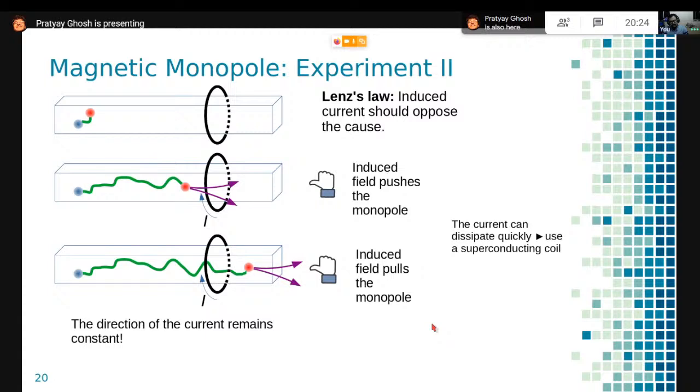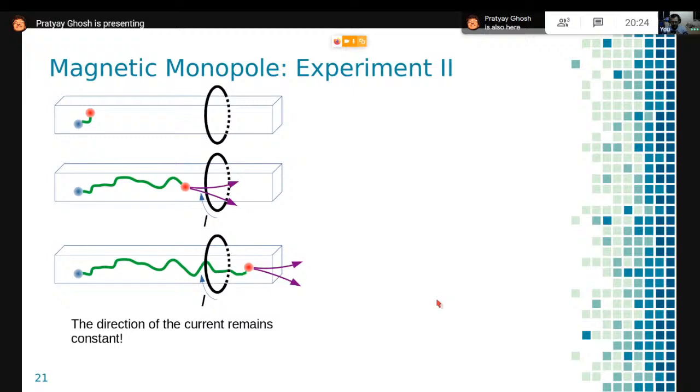When you put a superconducting coil, even if you induce a very small current, it will not dissipate quickly, and it will live longer, and you can maybe come after 2 days and see if one of the monopoles has passed your coil or not. This is one of the experiments, and I just want to say, what happens if we have not a magnetic monopole, but a bar magnet?